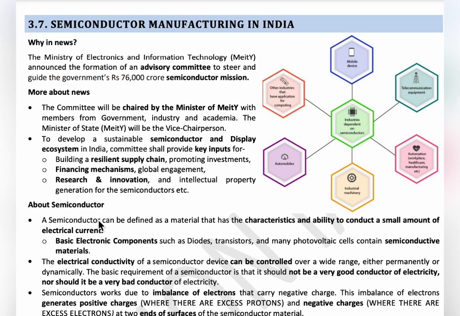The next topic is semiconductor manufacturing in India. The Ministry of Electronics and Information Technology has announced the formation of an advisory committee to improve and guide the semiconductor missions. A semiconductor is a material that has the characteristic and ability to conduct a small amount of electric current. Some basic components like diodes, transistors, and many photovoltaic cells contain semiconductive materials. Semiconductors have become a key area of development at present, and India has taken several initiatives for manufacturing semiconductors.